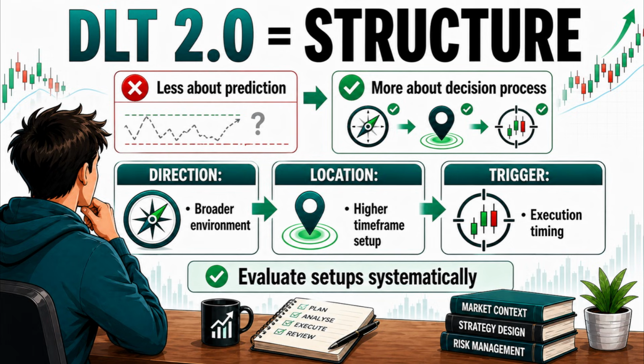The DLT 2.0 framework is not designed to predict markets. Instead, it provides a structured way to think about market analysis. Direction helps understand the broader environment. Location identifies higher time frame setups. Trigger refines the timing of execution. By organizing trading decisions into these layers, it becomes easier to evaluate setups and study different strategy ideas in a more systematic way.